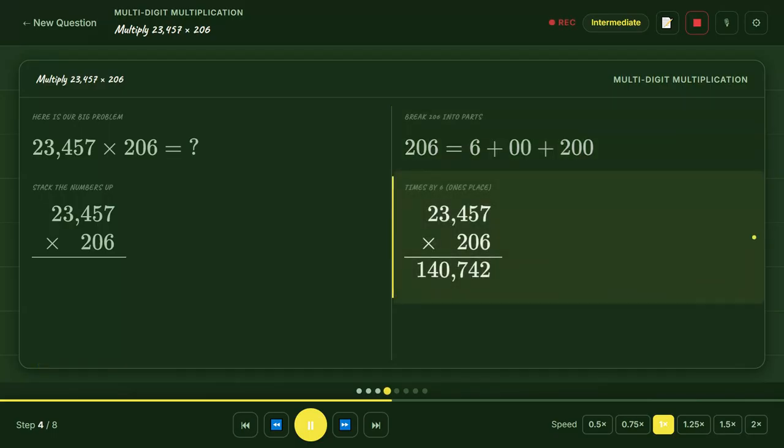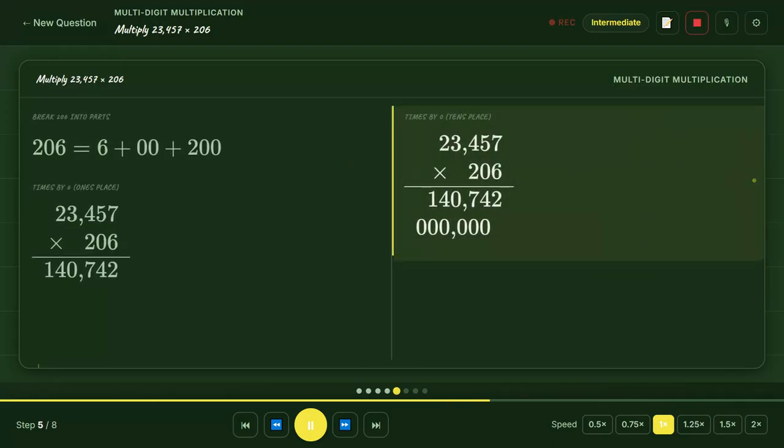Let's start with the 6 in the ones place. We times each digit by 6, going from right to left. 7 times 6 is 42, write 2 carry 4. 5 times 6 is 30 plus 4 is 34, write 4 carry 3. 4 times 6 is 24 plus 3 is 27, write 7 carry 2. 3 times 6 is 18 plus 2 is 20, write 0 carry 2. 2 times 6 is 12 plus 2 is 14. So we get 140,742.